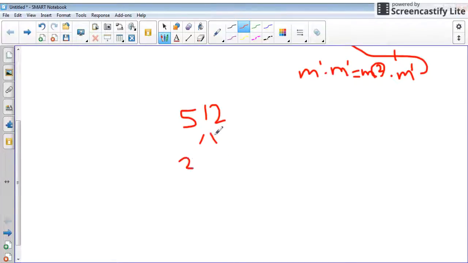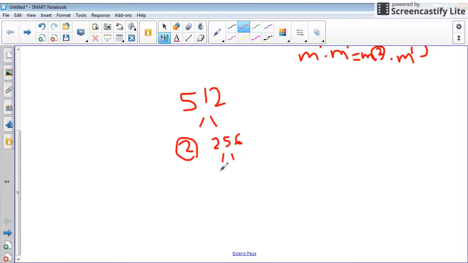If you remember how to do that, we're just going to split it up. We're going to start by dividing it by 2. I know half of 500 is 250, half of 12 is 6, so 256. Circle that, keep going with 256. 2 and 128, and then 2 and 64, 2 and 32.